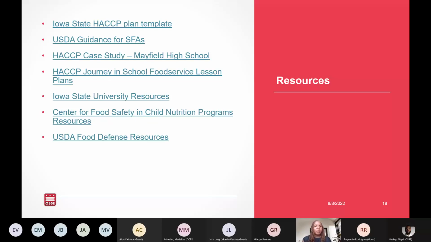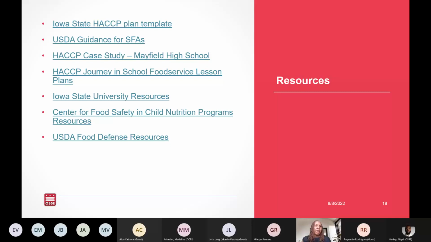The Iowa State HACCP plan. I wanted to highlight that because, as many of you know, each year we do review your NSLP applications. And so with that comes a review of your HACCP plans. And again, while this is a template, this is something that should be identified and specified for your specific school food service and your specific site.